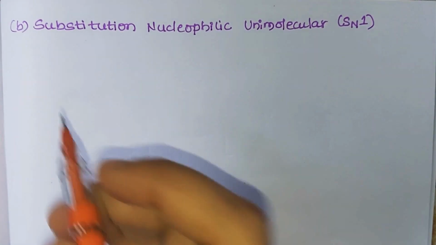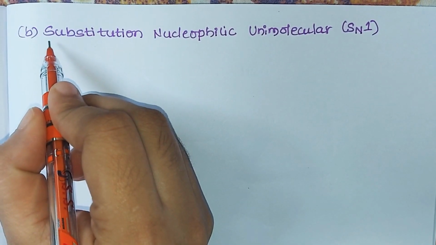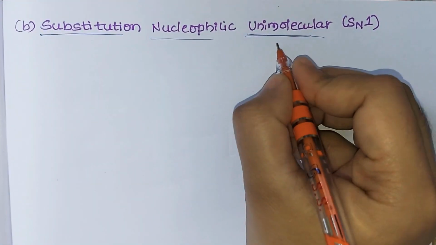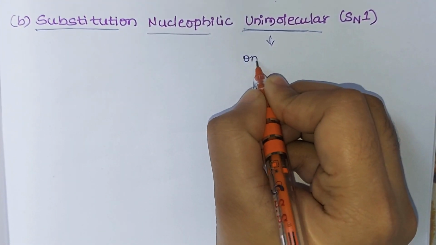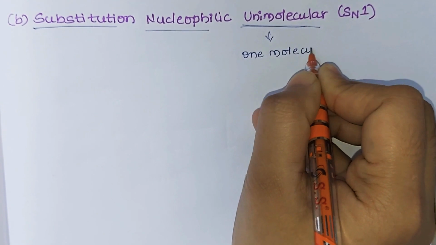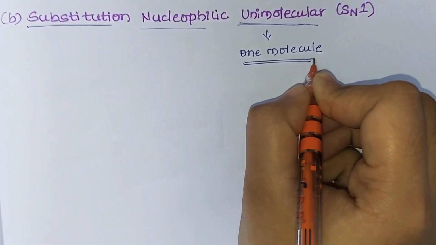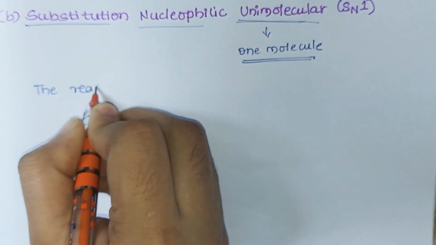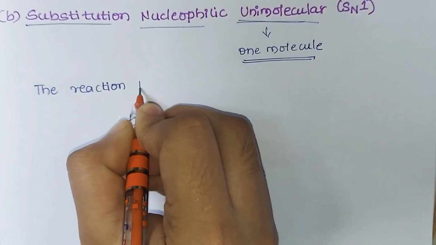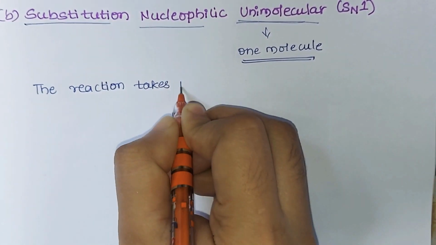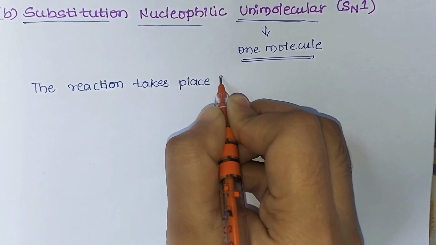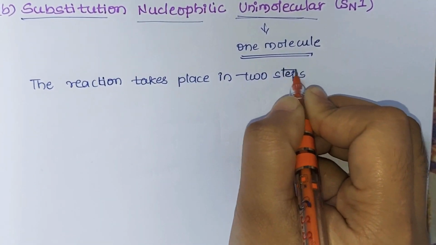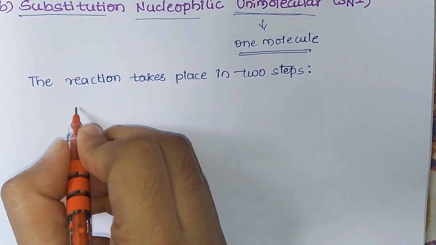So let us go with the next reaction, that is the substitution nucleophilic unimolecular reaction. The term unimolecular refers to one molecule. That means the reaction involves how many molecules? One molecule. The reaction takes place in two steps. We have studied earlier that the SN2 reaction takes place in a single step, whereas the SN1 reaction takes place in two steps. Those two steps are: first, formation of a carbocation, and second, attack of the nucleophile.